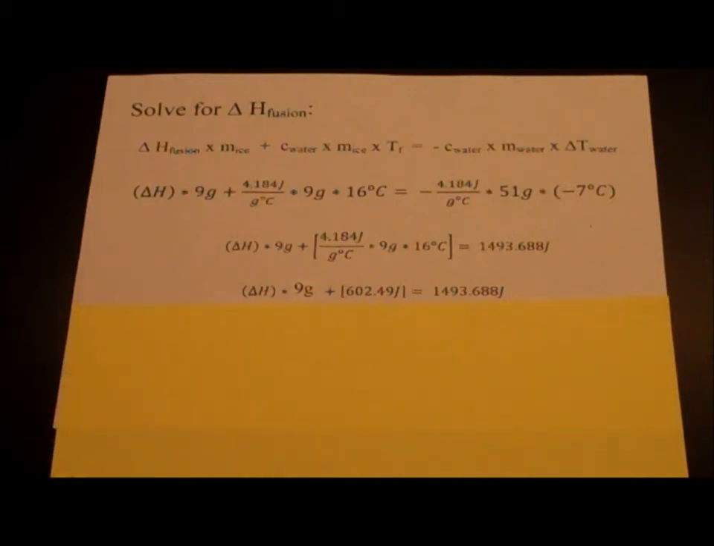We have to subtract this number from both sides, and this will give us a value of 891.19 joules. Next, to get heat of fusion alone, we will divide by 9 grams. And your heat of fusion should equal 99.02 joules per gram.